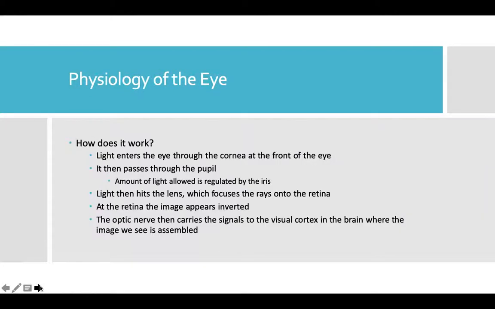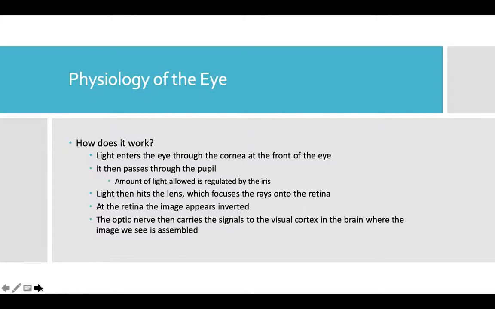So now that we've discussed the anatomy of the eye, I would like to go ahead and talk about the physiology as well. We've already discussed a little bit of how the light travels through the eye and creates the images that we see, but I would like to go into a little bit more detail and connect all of the dots. So how does it work exactly?